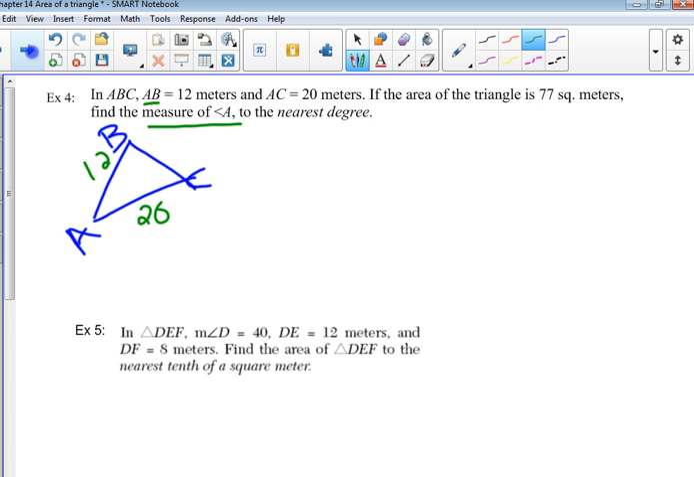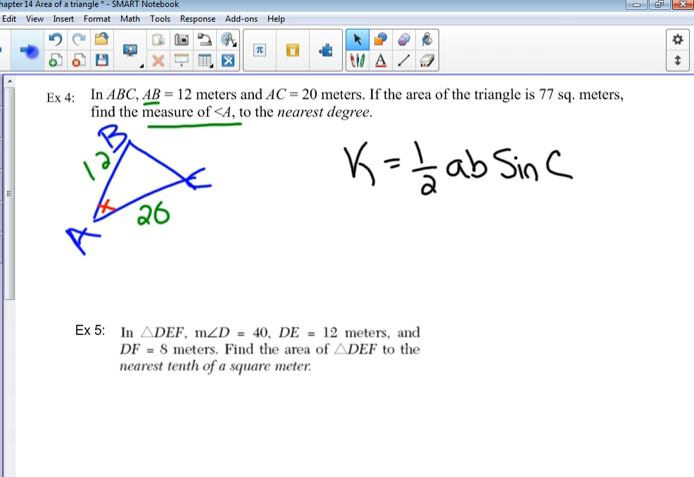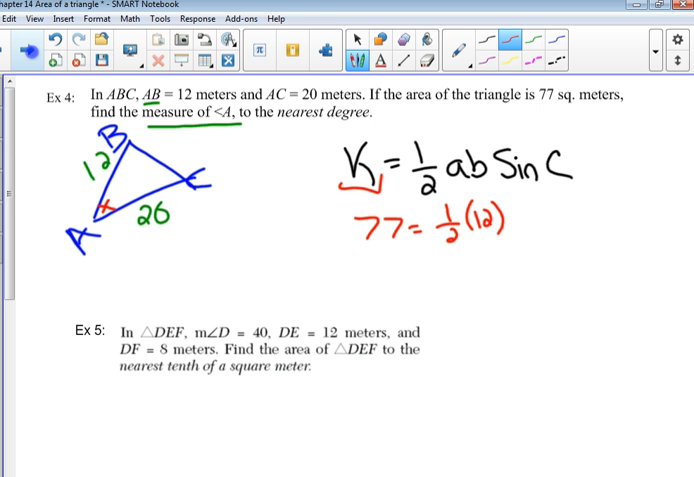Do I know this? Okay, let's have a formula. Alright, well, let's see what we know here. Do we know the area this time? 77. So K is your area. Now your a and b, 12 and 20. But then you have sine of what? x. Great job. Okay. This one's just a teeny bit different, right?